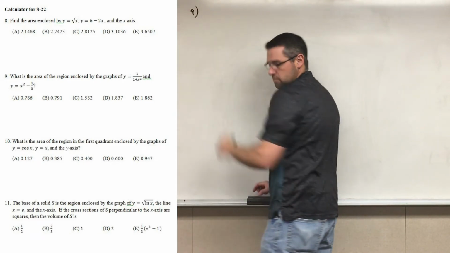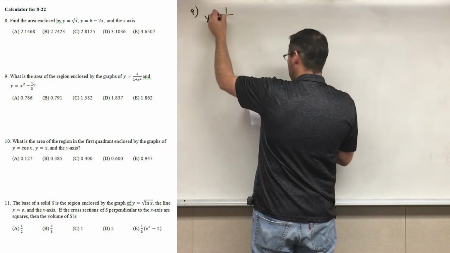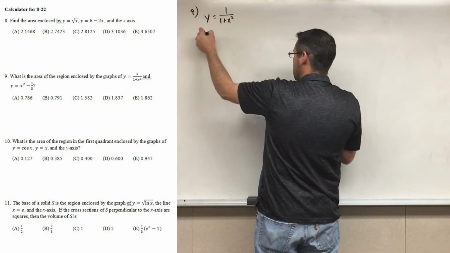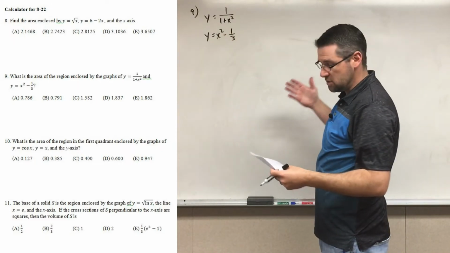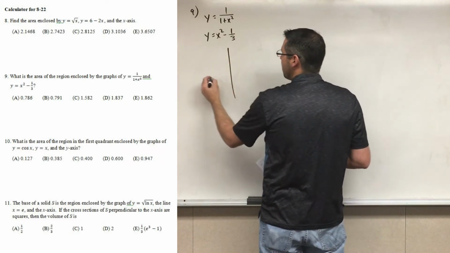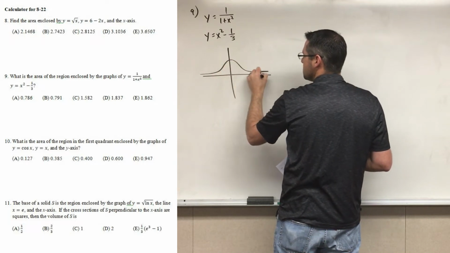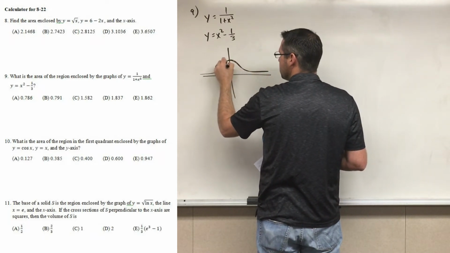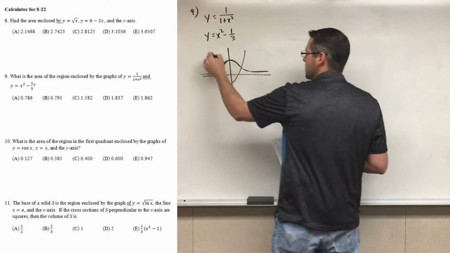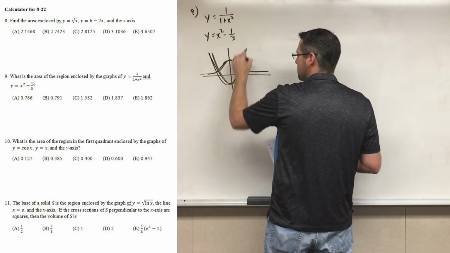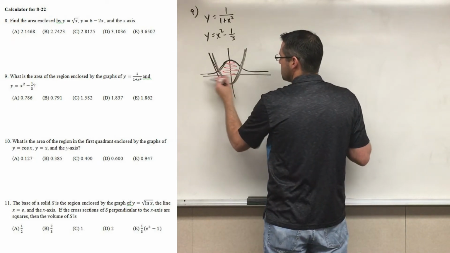For number 9, it says, what is the area of the region enclosed by y equals 1 over 1 plus x squared and y equals x squared minus 1/3? Now some of you might be going, I don't know what that looks like, so how can I do this? Remember, this is a calculator problem. So if you graph both these functions, you'll see that the 1 over 1 plus x squared looks something like this. Sorry, that should be an even looking function. And then the x squared minus 1/3 looks something like this. Again, that should have an axis of symmetry of x equals 0. So we are looking for the area of the region bounded by those two curves.